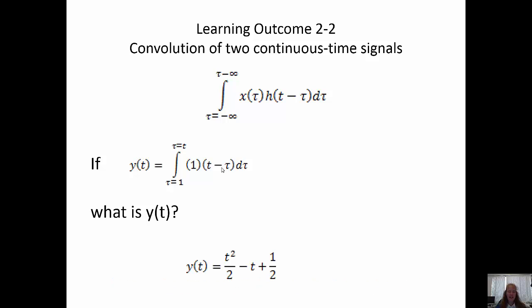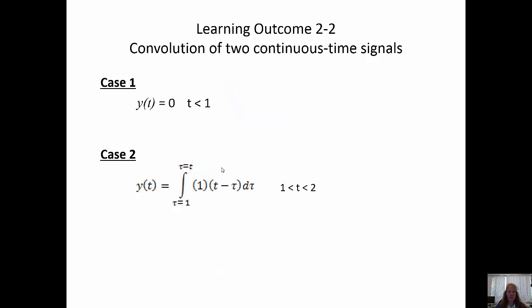I hope that when you do this calculation, you came up with y of t is t squared over 2 minus t plus 1/2. If you didn't get that, go back and check your math. You probably dropped a negative sign or a parenthesis was missing. But I'm sure you can do this. This is stuff you had in Calculus 1. It hasn't changed any. You're just a little bit rusty, but you can do it.